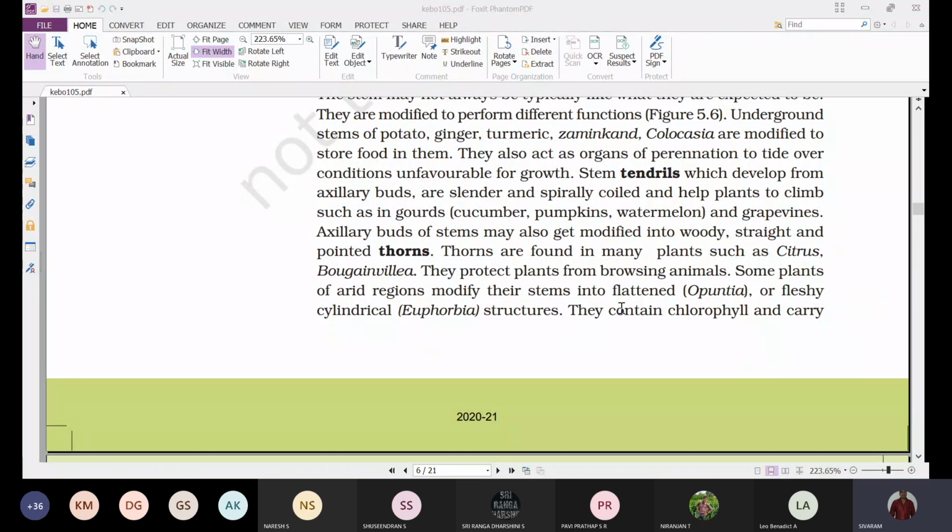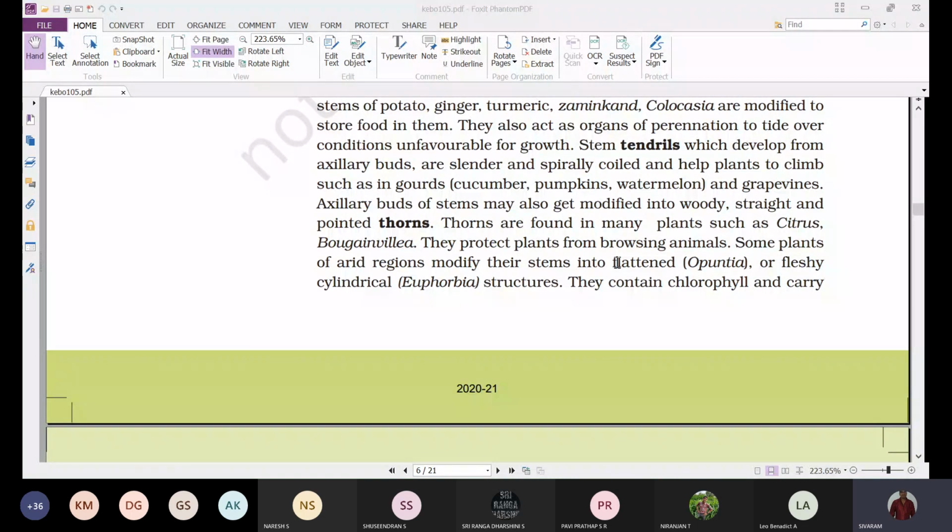Okay, and next, not only that, in some plants, the axillary buds or the stems may also get modified into woody, straight, and pointed thorns, to protect against grazing animals. What happened? The axillary buds are modified into woody, straight, pointed structures, which we call thorns. Thorns are found in many plants such as citrus.